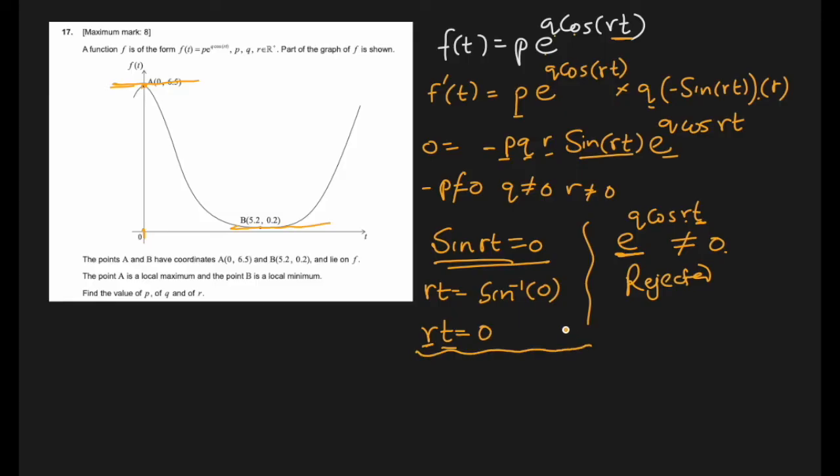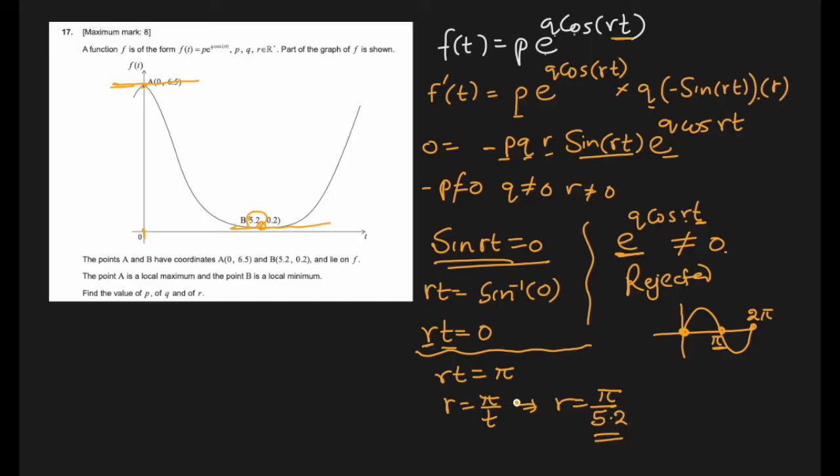So what are we going to do? We're going to use the second answer. If you remember, the sine graph looks like this. It is 0 at 0, it is also 0 at pi, and it is also 0 at 2 pi. But we are going to the next point immediately after 0, so pi is the one we're going to use, not 2 pi. So RT is equal to pi, so R equal to pi over T. And where this is the situation, we know that T, time, is 5.2. So we can write here R is pi over 5.2. We got the value of R.